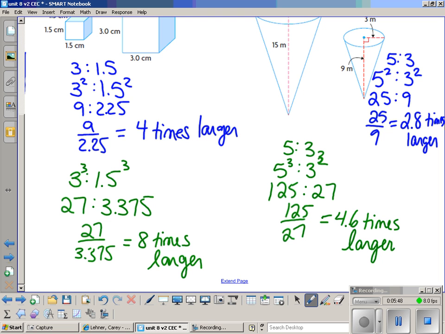And again, the surface area was only 2.8 times larger.